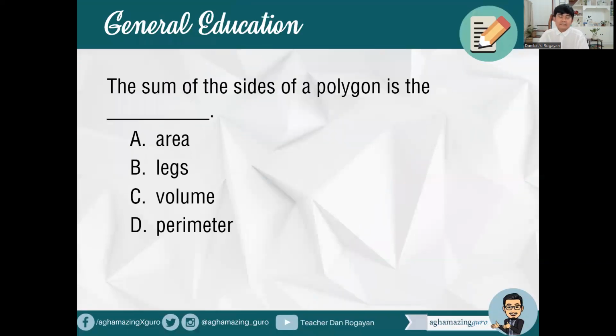Right? So next, the sum of the sides of a polygon is the blank. A. area, B. legs, C. volume, D. perimeter. How do you call the sum of the sides of a polygon? Okay? The answer is, of course, perimeter. So pag nakita sa board exam, sum of the sides of polygon, the answer is perimeter.